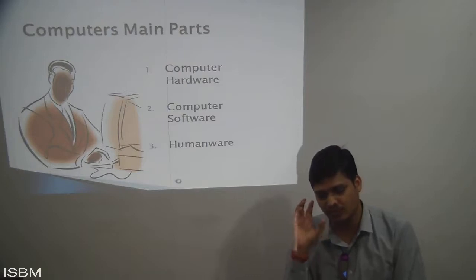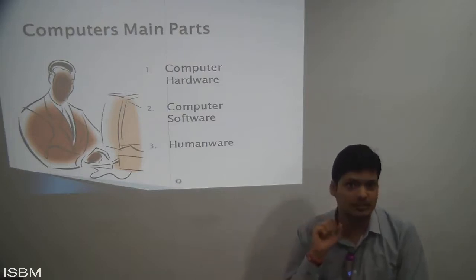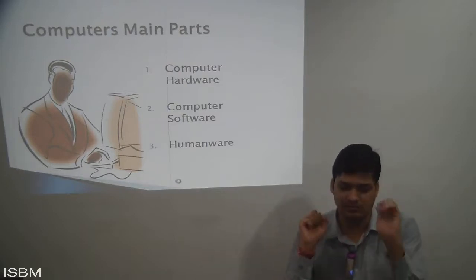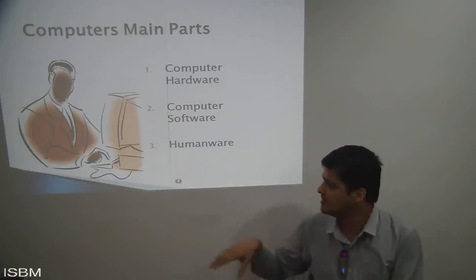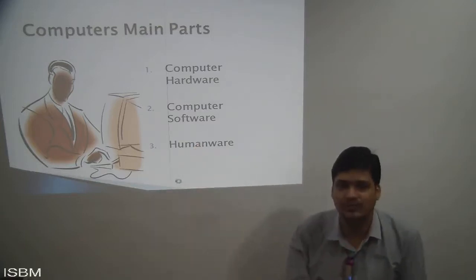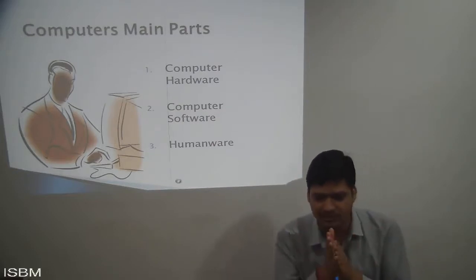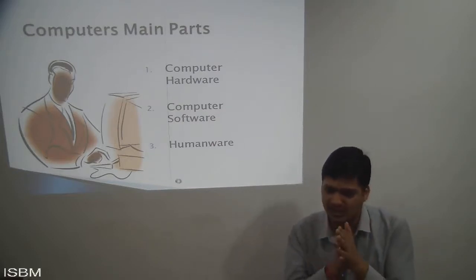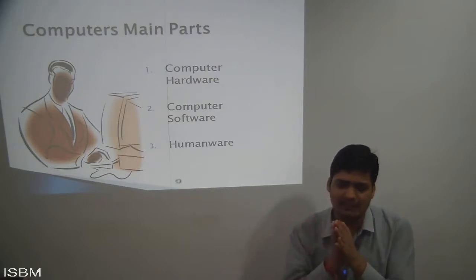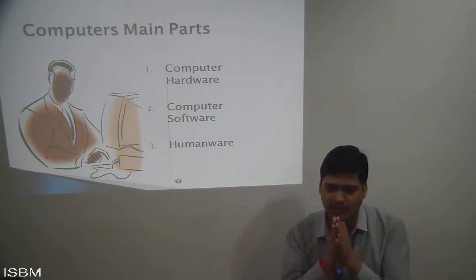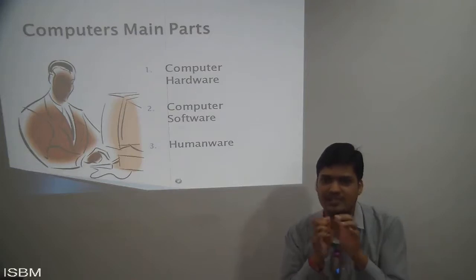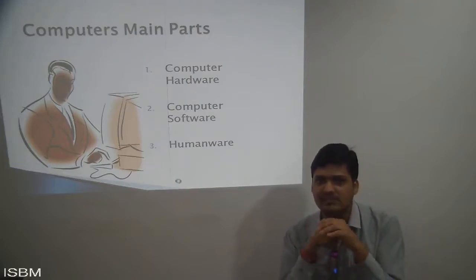We have some knowledge about hardware. We have heard somewhere: this is hardware, this is software, and humanware is a new word. So hardware and software we have heard of before. What is computer hardware? What is computer software? A simple example: computer hardware is nothing but that which is tangible. Tangible in the sense that we can touch and feel.